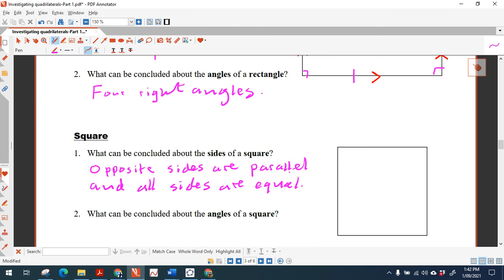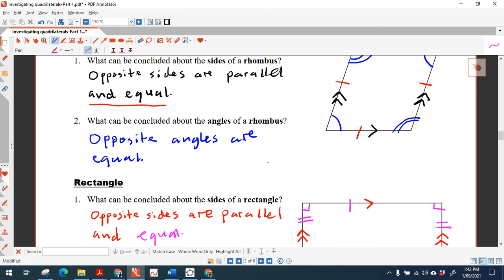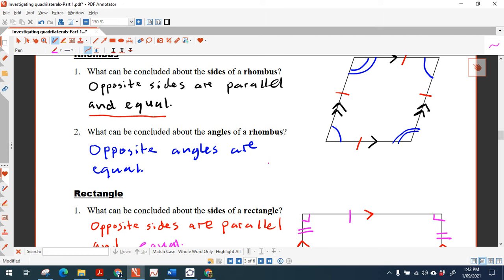Okay, let's just check that we wrote the same thing for the rhombus, because that was also true. So for the rhombus, let's just come up here. Opposite sides are equal. Oh, sorry, opposite angles are equal. So opposite sides are parallel, and let's just rub out the word equals here. We should put down and all sides are equal. Okay, so it should be the same as the square.